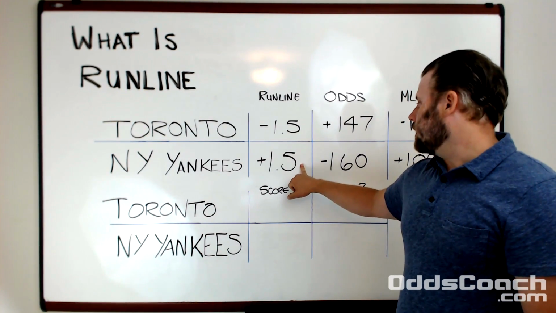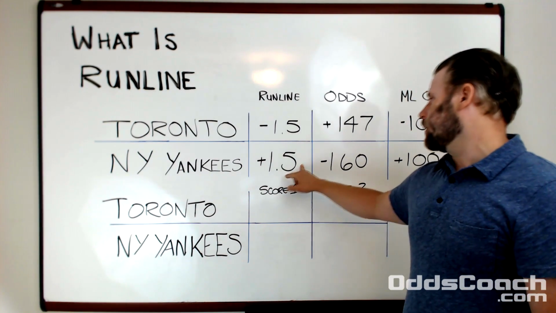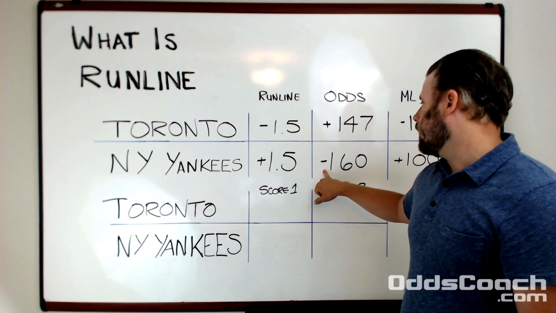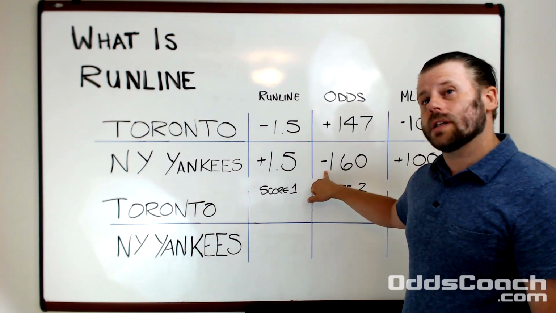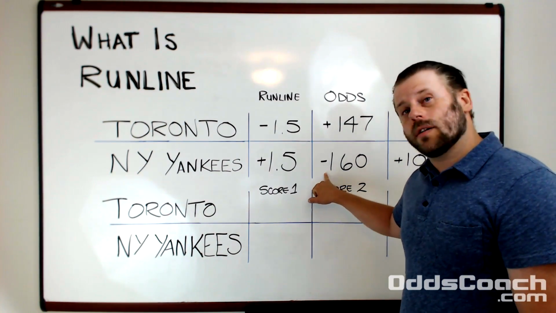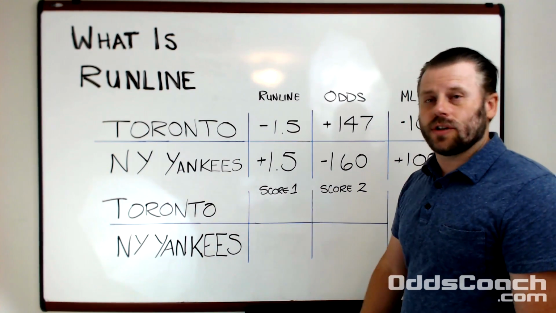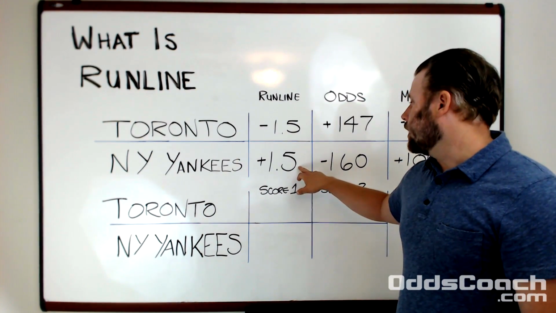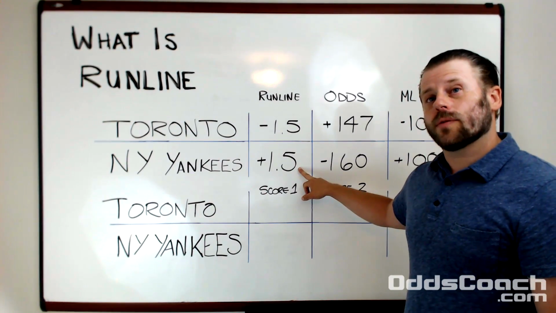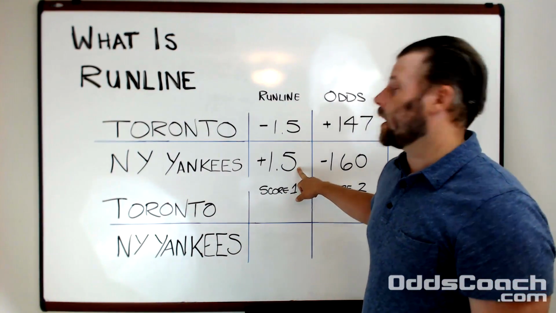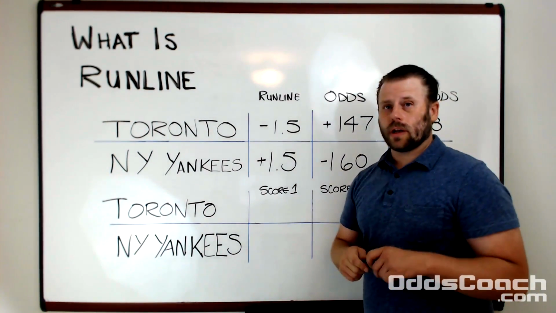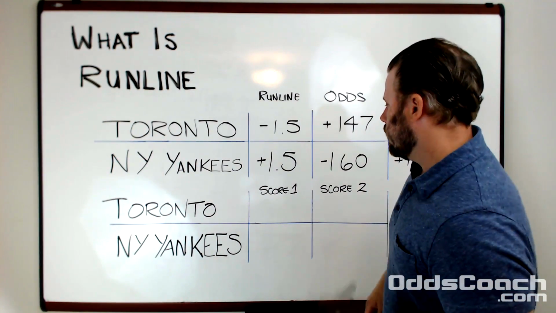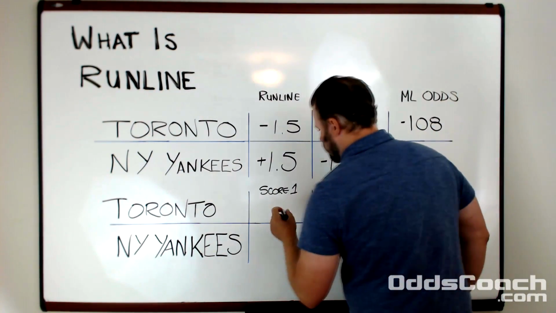Now, if you were to take the Yankees plus 1.5 runs, the odds have now changed to minus 160. So that means a $100 bet's going to win you about $62.50. But you do get to add those 1.5 runs to the final score of the game. So let's work through a quick score here to look at some of the outcomes.